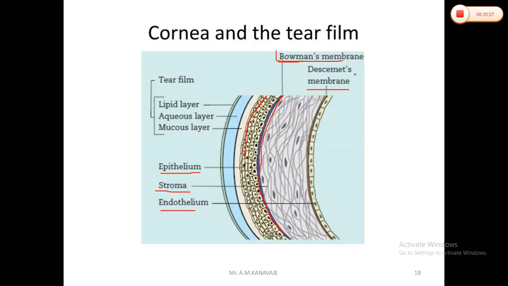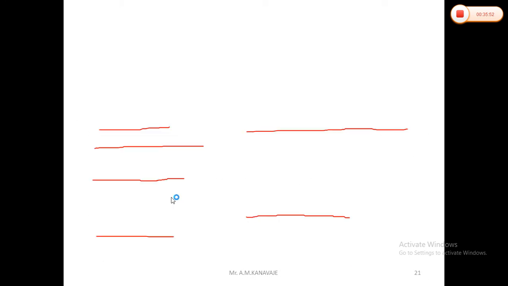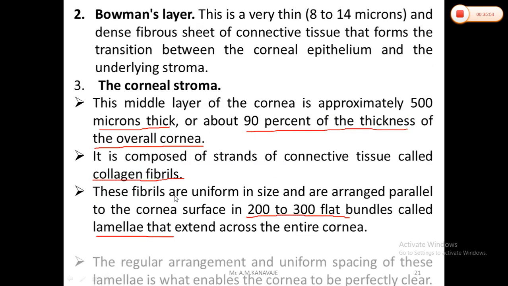This is our first membrane, second is our Bowman's membrane, third is our stroma, fourth is Descemet's membrane, and the last, our fifth layer, is our endothelium. These are the five layers of the cornea.